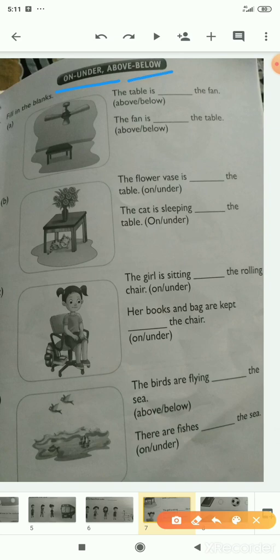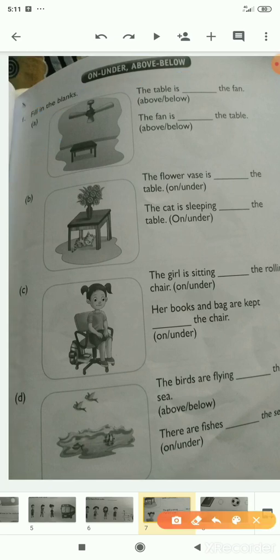If you remember, I have already described the difference between on and under, but with the help of a picture you can understand it very easily and very soon. So let's start. This is the question. It is in the form of fill in the blanks. Come to question number A. In question number A, there are 2 things in the picture. The first one is a fan and the second is a table. So we have to tell where is the position of the table and where is the position of the fan.